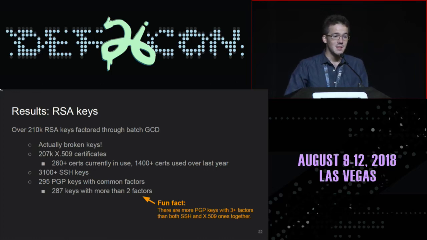PGP keys, that's bad because it means we can decrypt what you wrote. We can sign messages instead of you and so on. So that's really bad. What's fun with PGP keys is that a lot of the keys we broke actually had more than 2 factors. So that's actually saving your day if your key is not just using 2 primes but 3 primes. And it's really strange because it's not something common in implementations today to have 3 prime numbers.